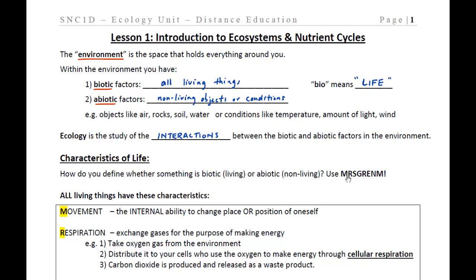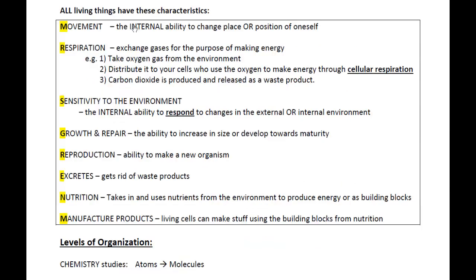But how do you decide whether something is biotic or living, or whether something is abiotic? Well, the simple acronym to remember is Mrs. Grenham, and it'll do you well to memorize this now in grade 9, because you'll see it every year as you study science in high school. All living things have these basic 8 characteristics. They can all move, they can all respire, they're all sensitive to the environment, they can grow, they can reproduce and make new organisms, they have nutrition requirements because they need energy to do all those things above, and that means that they also will excrete waste, and they make stuff, they manufacture products.